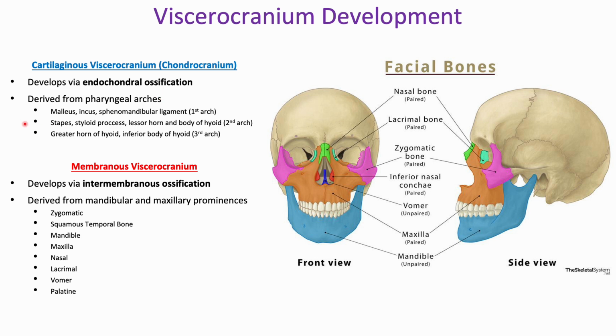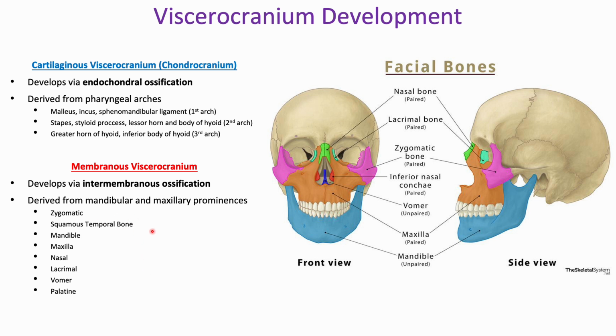And remember, because they're coming from pharyngeal arches, this is derived via neural crest cells that are invading with the mesoderm and forming these components. Now, when we have the membranous viscerocranium, this is all developed by intramembranous ossification. And these are derived from the mandibular and maxillary prominences, which are part of that first pharyngeal arch. And this is going to give rise to really the majority of the facial bones that we recognize.